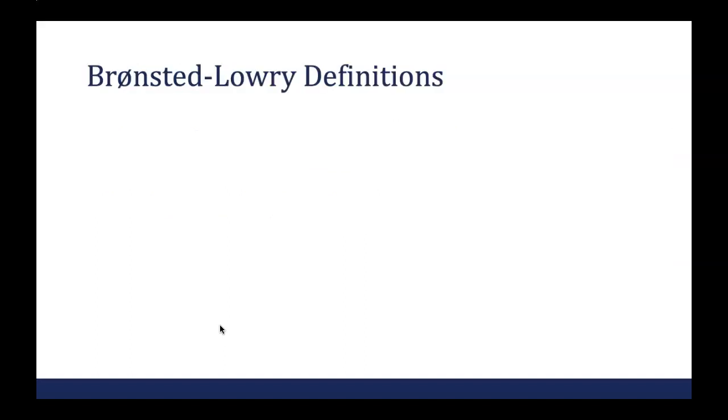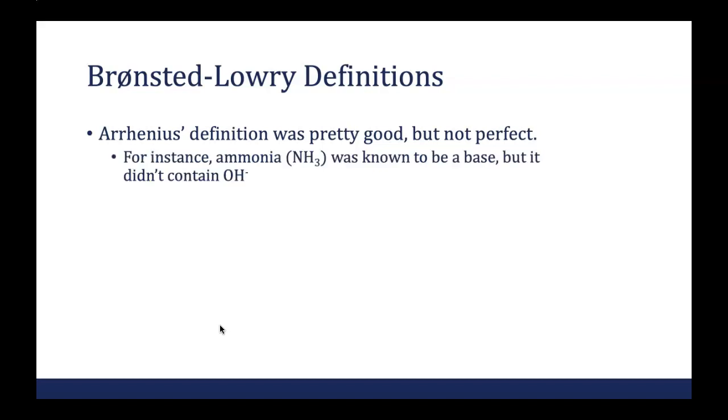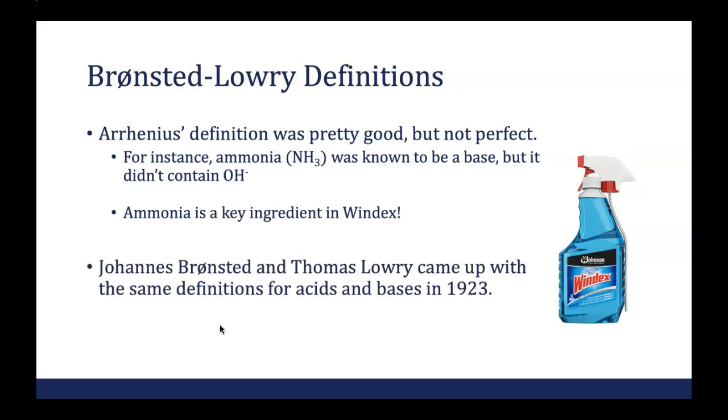So we also heard the term Bronsted-Lowry definitions. So Arrhenius' definition was a pretty good way to classify acids and bases, but it wasn't perfect. For instance, a really common base, ammonia, didn't fit this definition. It didn't contain hydroxide. So how could we make that a base if it doesn't follow that definition? And then just a side note, ammonia is a key ingredient in Windex.